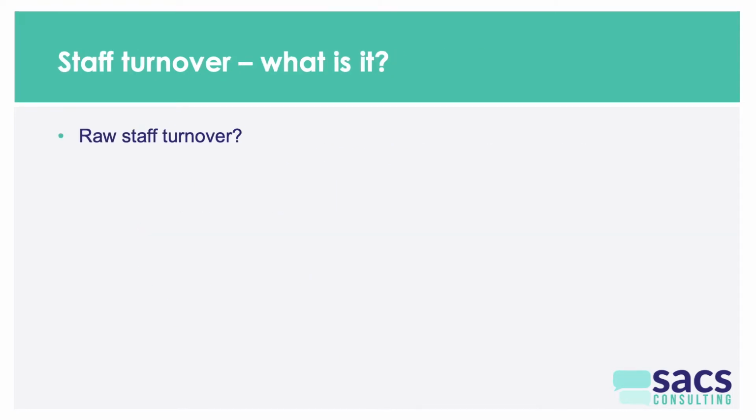What do we mean by staff turnover? You can define staff turnover in terms of raw staff turnover. And raw staff turnover is where you will get a percentage of everybody who leaves the organisation. So theoretically, if you've got 100 staff and 20 people leave, you've got 20% staff turnover. That's the most common way and the most basic way of assessing it.